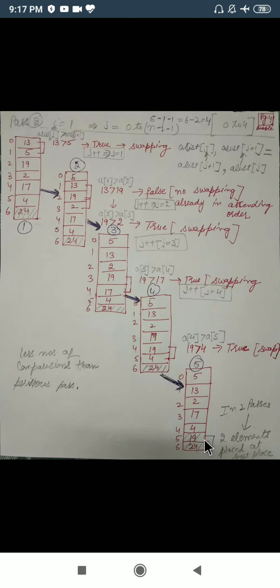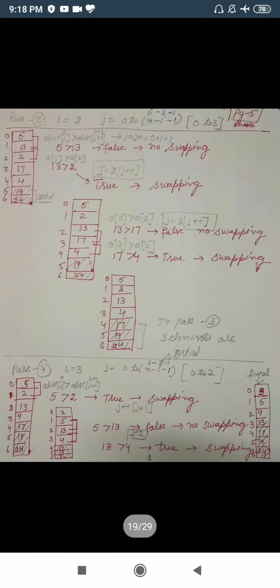So by the end of this pass we have observed that now two elements are placed at the right position. If we compare with the previous pass, we will find that there are fewer comparisons than in the previous pass. Okay, always for swapping we need to use this particular statement. Then only swapping will be done. Okay, fine. Let us move to pass 3 now.